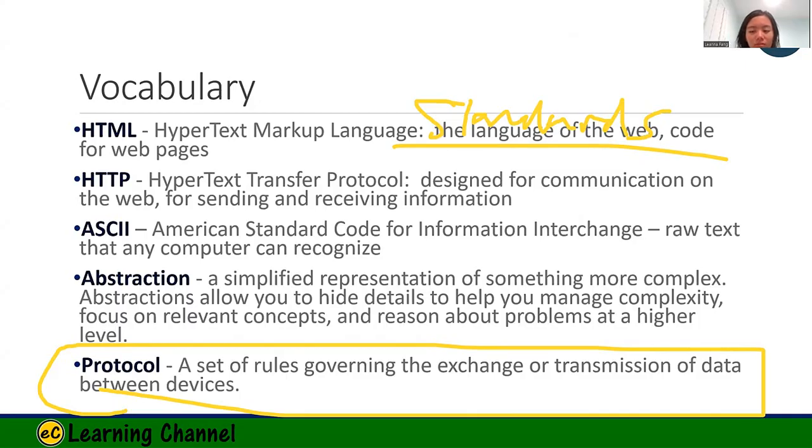So protocol is a set of rules that governs the exchange or the transmission of data among devices. When two devices want to talk, they need to know about each other's standard, right? You know what I'm saying? So they can talk to each other. That's one thing. Two people want to talk, they need to have a standard.